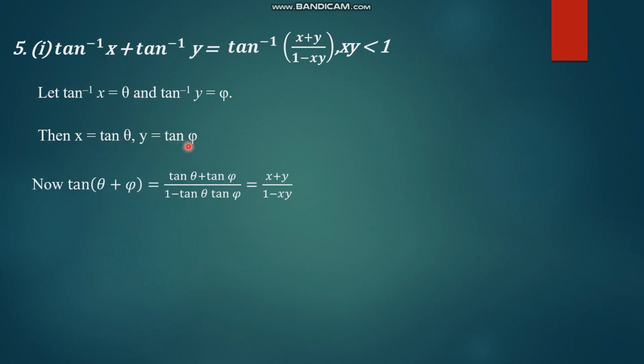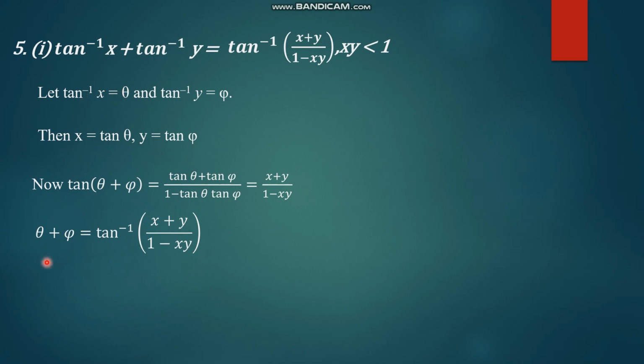and y can be written as tan pi. And we have studied a formula about tan in first PUC, which says tan of theta plus pi will be tan theta plus tan pi divided by 1 minus tan theta into tan pi. But here tan theta is nothing but x, tan pi is nothing but y. We will replace these values with x and y. So we will get it as x plus y divided by 1 minus xy. Now we will take this tan to the right side. So we will get theta plus pi as equal to tan inverse of this value x plus y divided by 1 minus xy.